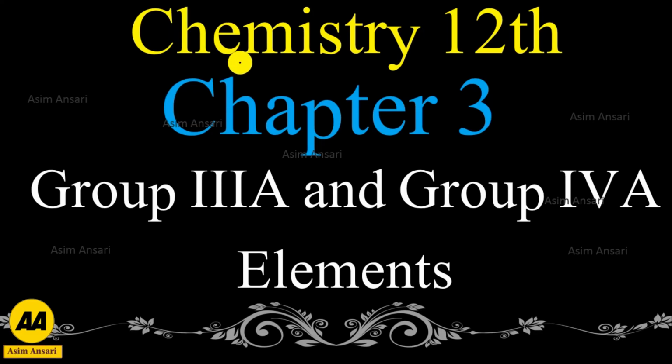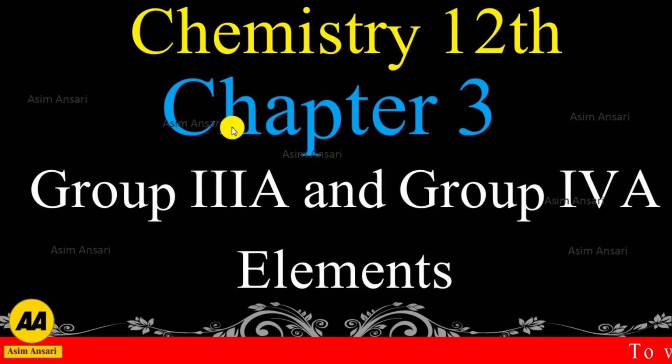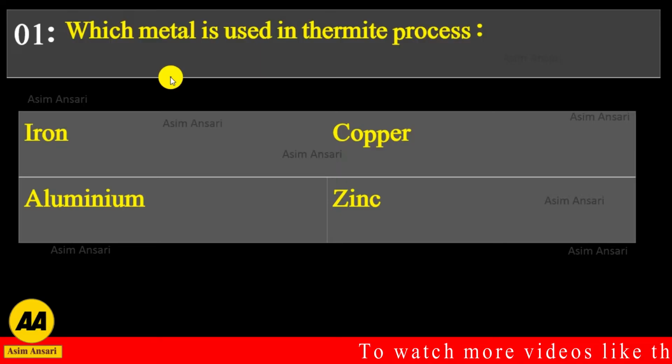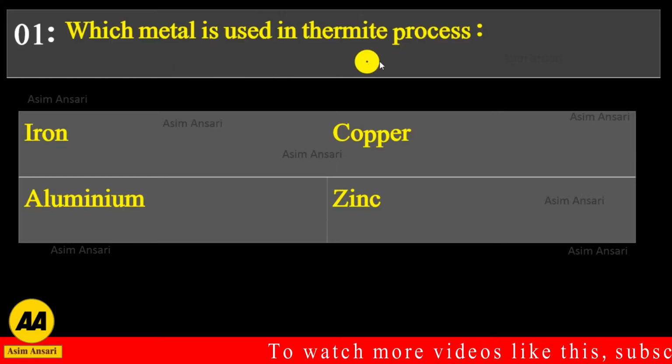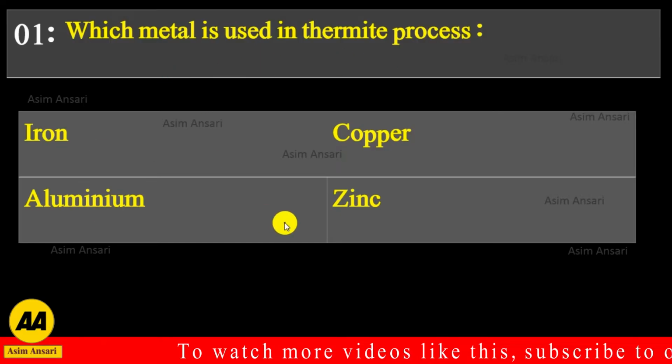Bismillahirrahmanirrahim. In this video we are going to discuss the MCQs of Chemistry 12, chapter 3, group 3A and group 4A elements. First MCQ: which metal is used in the thermite process: iron, copper, aluminium or zinc?